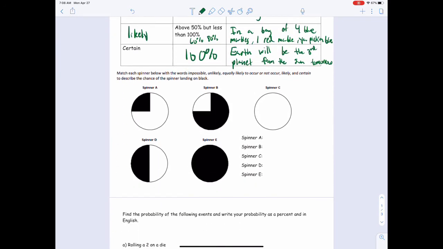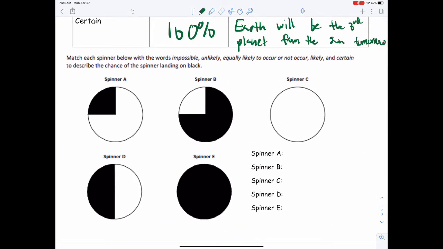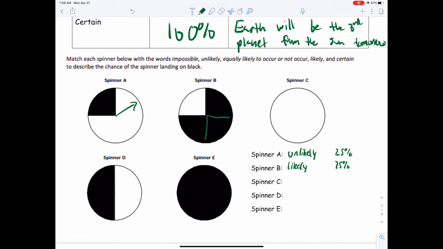Let's look at this question here. Match each spinner with the words impossible, unlikely, equally likely to occur or not occur, likely, and certain to describe the chance of the spinner landing on black. So for spinner A, what's the chance if you were to spin some spinner it would land on black? Well, I'd say it's unlikely. It's like a 25% chance. Spinner B, that would be considered likely. You're probably going to hit black. It's a 75% chance. I know it's 75 because there's 4 quarters and 3 of them are filled up. Spinner C, that's impossible. You would never hit black.